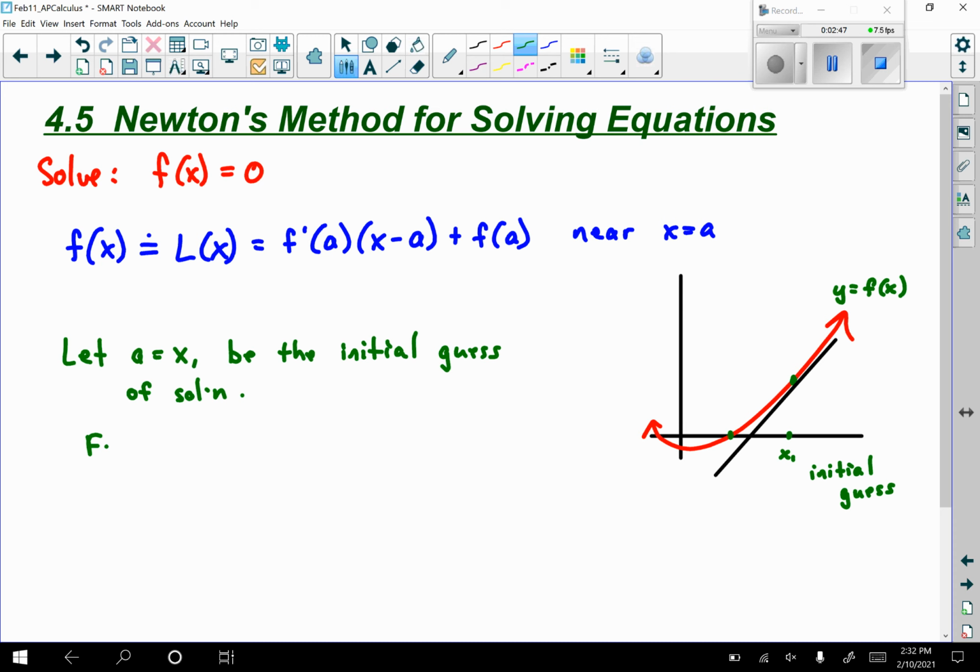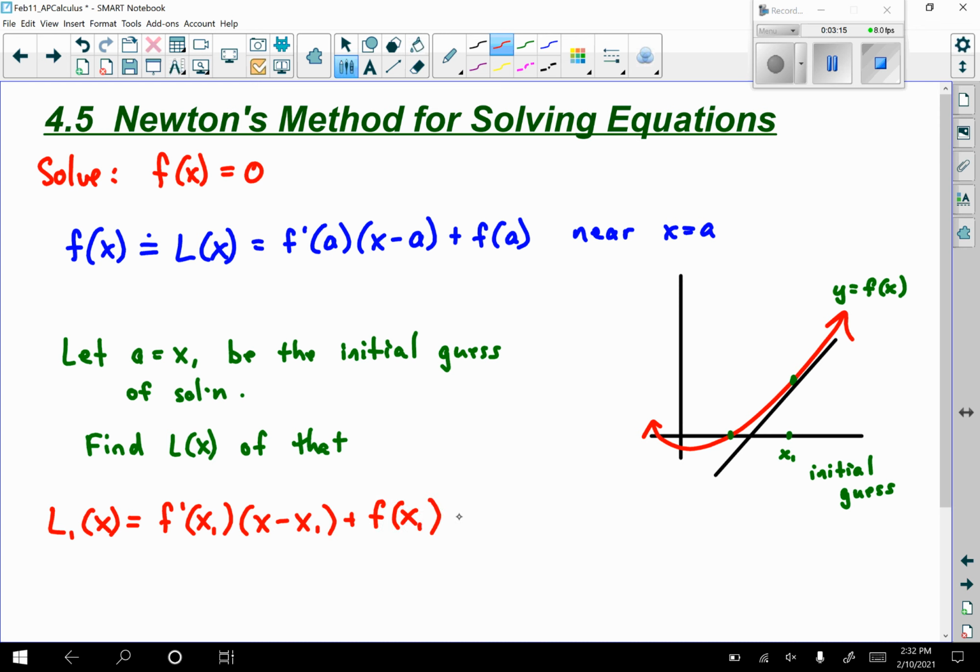And then we want to find the linear approximation of that. So I'm going to write this out. I'll call this L sub 1 of x is going to equal f prime of x sub 1 times x minus x sub 1 plus f of x sub 1. And I'm going to set that equal to 0. I want to know when this is equal to 0. So when is this tangent line going to equal 0? Now we're going to just solve for x.